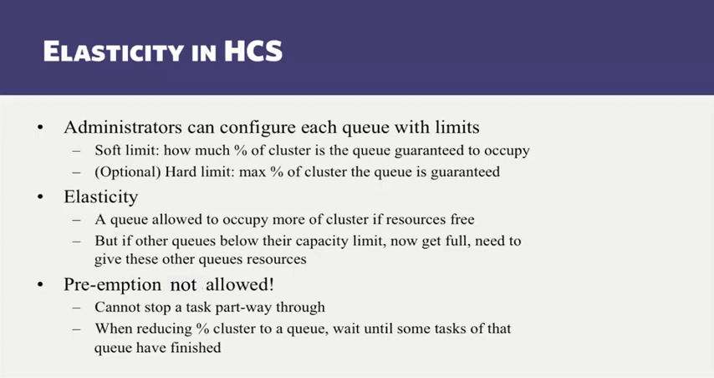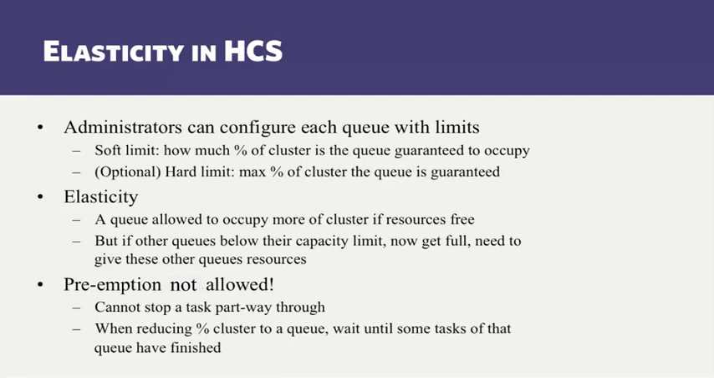So one way to do this might be to kill the tasks in that queue, but that's not what is done in the Hadoop Capacity Scheduler approach. Instead, you do not allow preemption at all because you do not want to waste tasks that are partway through. You don't want to kill any tasks. Instead, you simply wait for those tasks to finish.